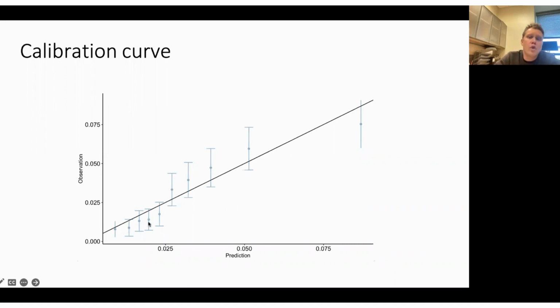And then you do that for all the bins. And then you get a plot like this. And ideally, you want this to fall on a straight line. That would mean your predictions are on average matching the number of cases or the number of diseased people within each group.